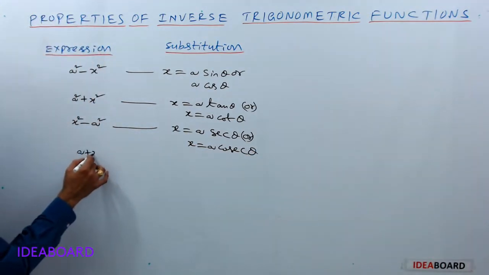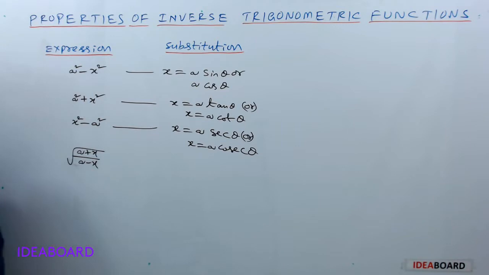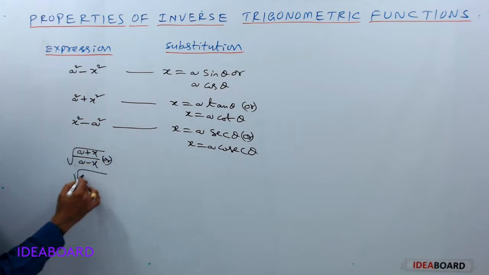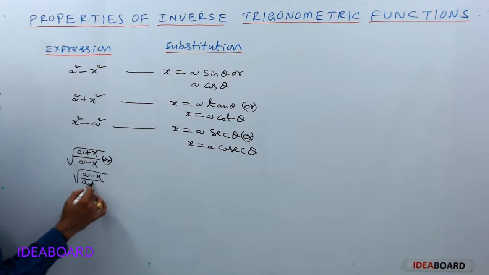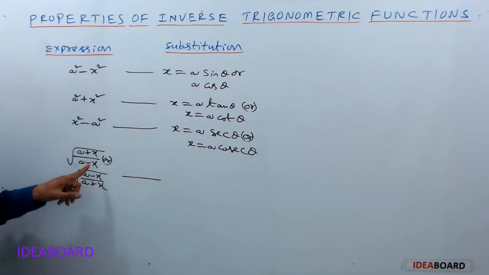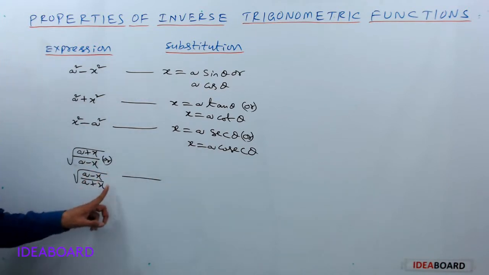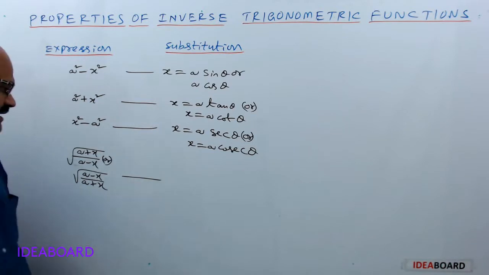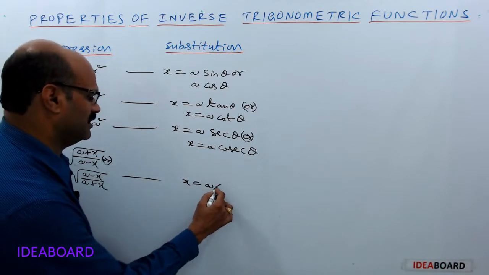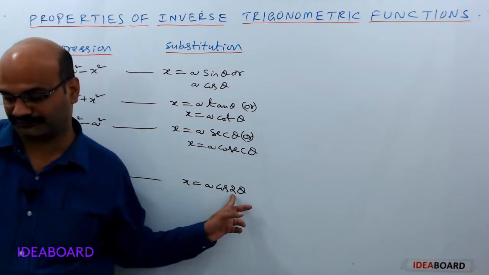Whenever we have a plus x by a minus x, or square root of a minus x by a plus x, then we have to take the substitution x equal to a cos 2 theta, or we can take x equal to a cos theta.